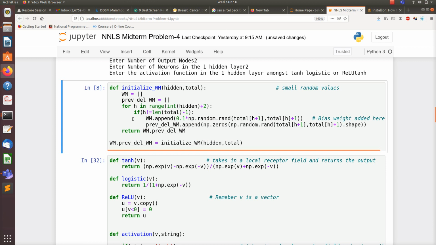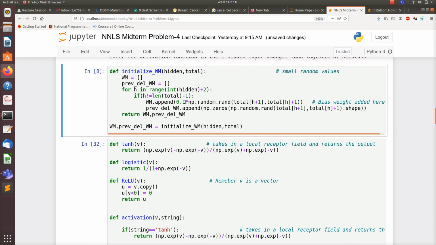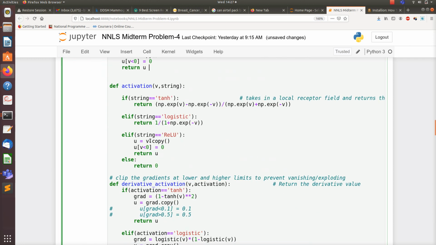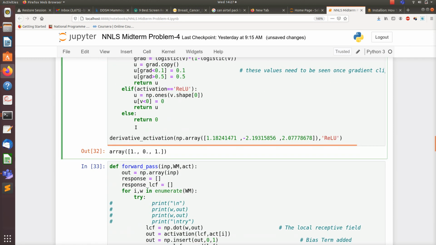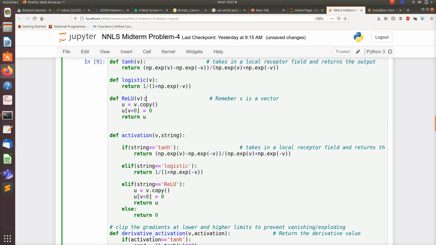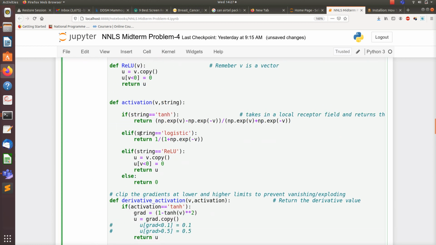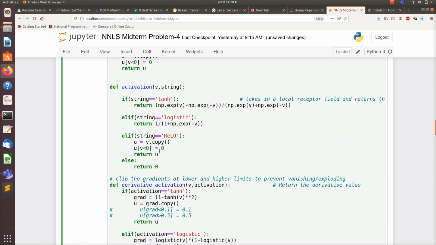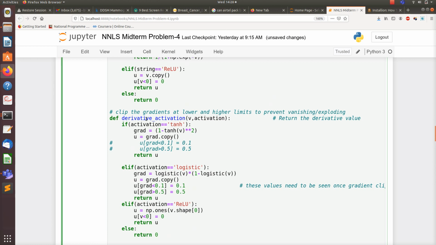Here this function initializes the weights randomly. The weights are initialized to small random values so as to be in the linear region of the activation functions. This function gives us the nonlinear activation on the local receptive field, where tanh, logistic, and ReLU are the three activation functions that we can test upon. And then we also have the derivative.